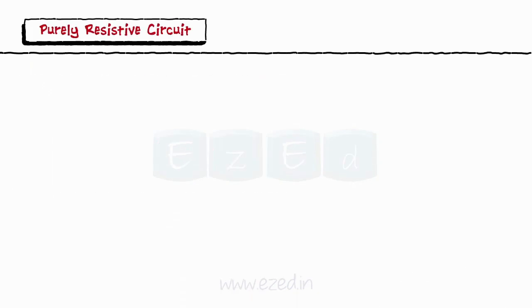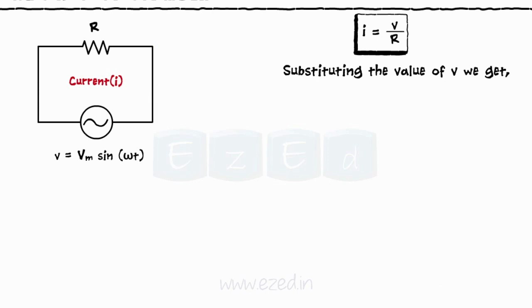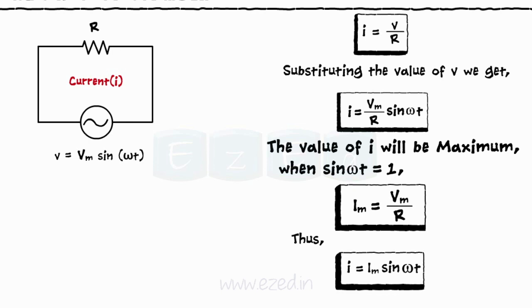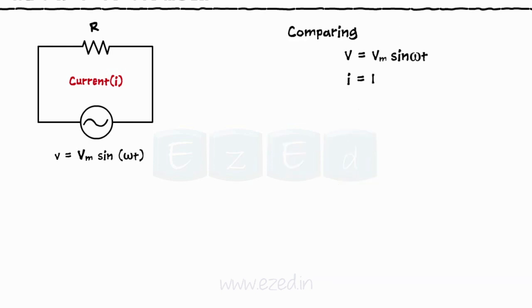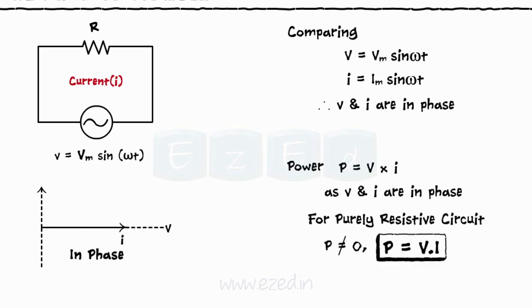Consider pure resistance R connected across the AC voltage source given by V equals Vm sin omega t. The current that flows through the circuit is given as I equals V upon R. Substituting the instantaneous voltage, I equals Vm sin omega t upon R. If we consider only maximum values, then the maximum current is given as Im equals Vm upon R. Thus we get I equals Im sin omega t. Comparing the equations of the instantaneous voltage and the current, we see that both the signals are in phase. Thus, in a purely resistive circuit, the voltage and the current are always in phase. As V and I are always in phase, the power consumed by resistance is always non-zero.